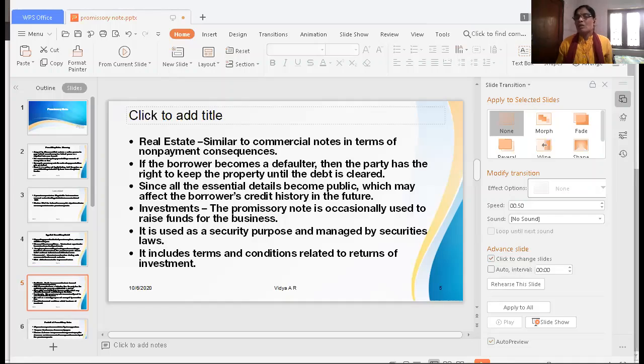Why am I telling all this? If this particular promissory note is coming up in the examination, you have to clearly understand the content. Format is the same, content can be different. So these can all be asked in the form of questions.